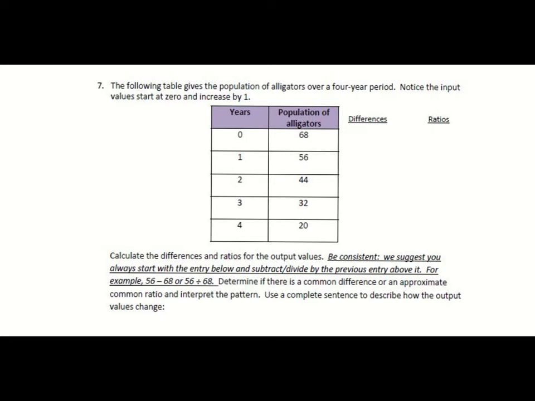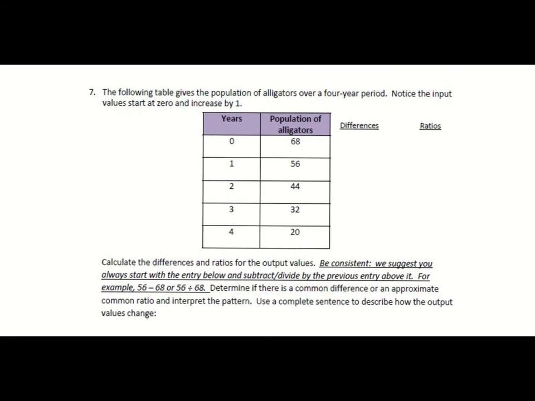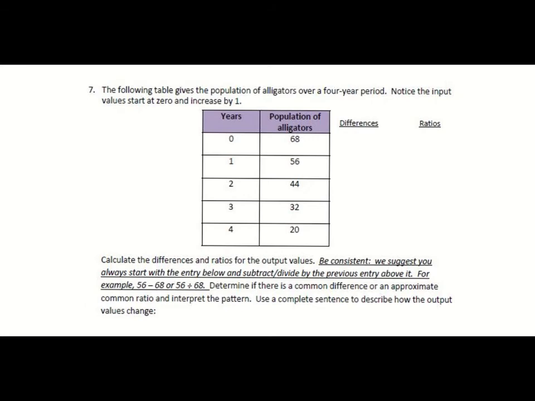Okay, the following table gives you the population of alligators over a 4-year period. It says, notice the input value started at 0 and increased by 1. So now they're going to make you do all the math. Make sure you remember that you're going from one number to the next, for example, from 56 to 68.